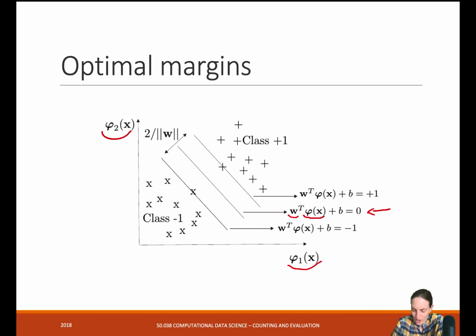Okay. What an SVM does: SVM calculates the distance between the closest element of a class and the boundary. In this case, the plus here would be the closest, and the x here would be the closest. And then this distance here is what we call the support vectors. Okay, this is where the name comes from.